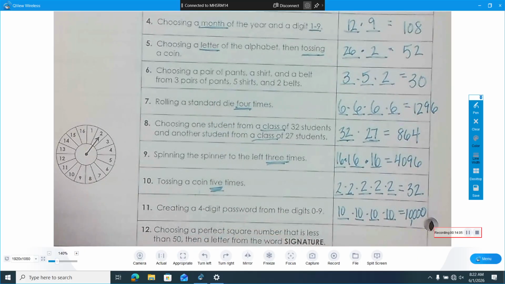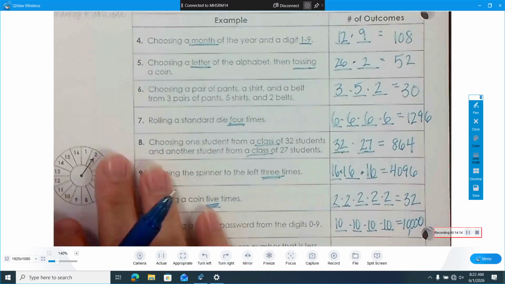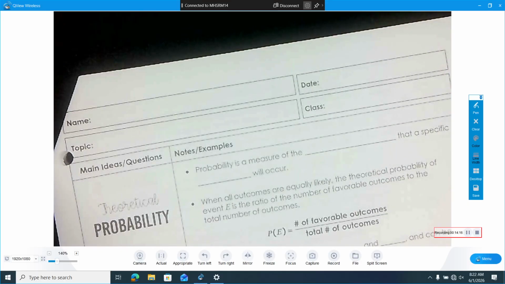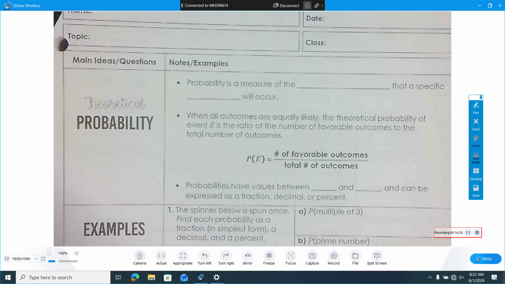All right. Questions on any of those? All right. I like this stuff. I love the counting principle. I think it's so fun. Okay. This is really easy. But there we go. Okay. So probability. What's my time? 14? Okay.